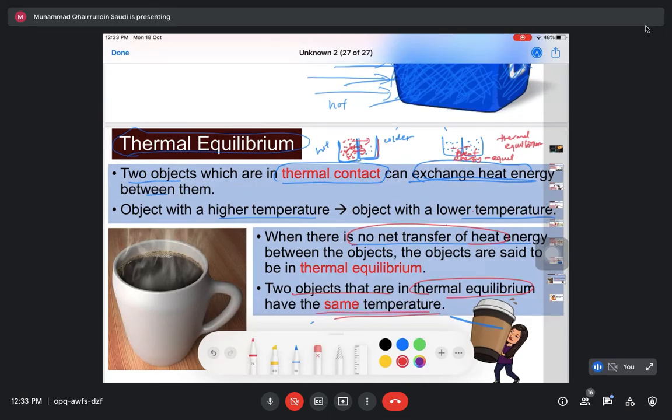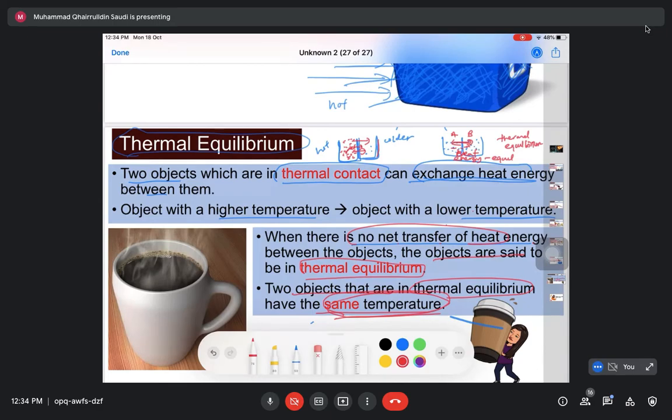When there is no net transfer of heat energy, okay, dah tak ada dah transfer, dah stop lah transfer sebab dah sama kan. Okay, the objects are said to be in thermal equilibrium, meaning the heat energy of object A and object B ni dah sama, equal heat energy. So, bila dia ada equal heat energy, dia ada same temperature. The temperature of the object sekarang dah sama.